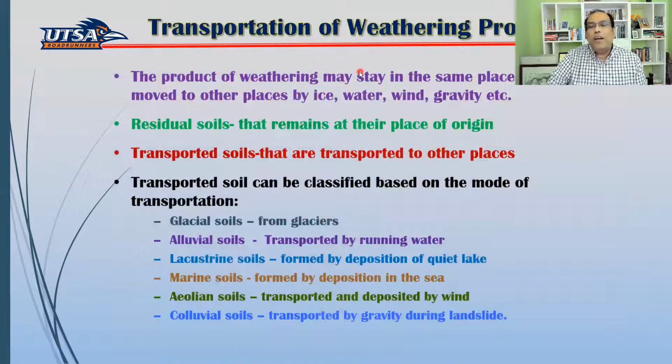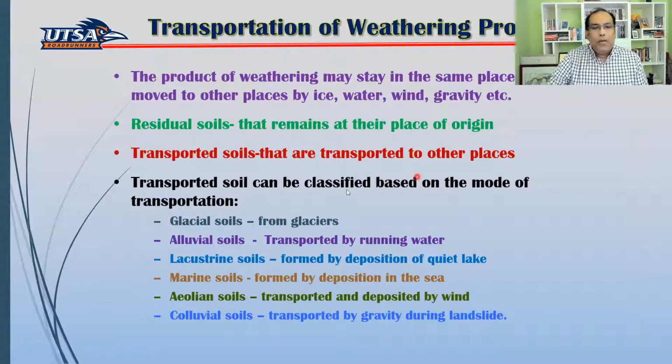Now, transportation of weathering products and how soil is being moved from one place to another. Residual soil remains at its place of origin, but most of the soil is not residual. It will move for different reasons. So transported soil is soil that is transported to other places. Transported soil can be classified based on the mode of transportation. We are talking about 6 different types of transported soil, but it could be more than that.